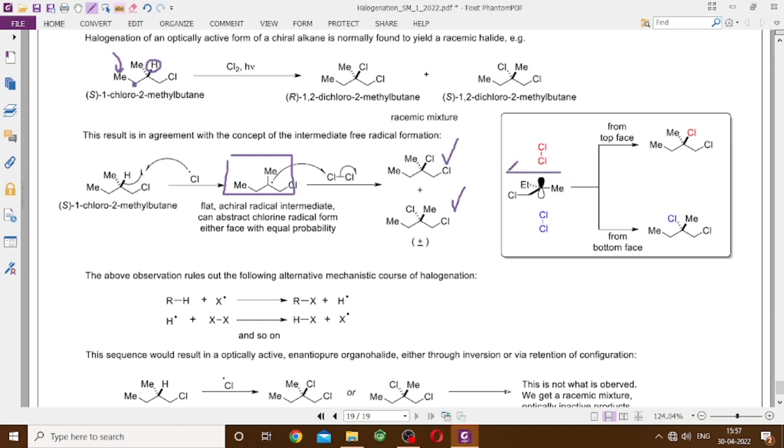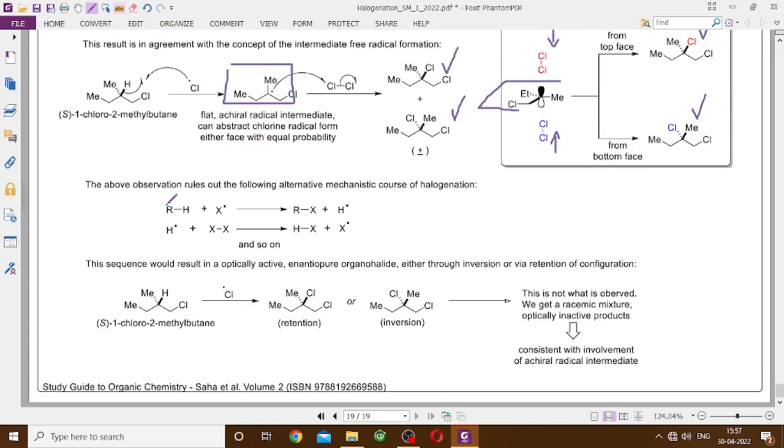If I draw this in the xy plane, then from the plus z direction or from the minus z direction, it can abstract equally happily, and it will give rise to this compound. So that's it. So there is racemization, and this is what you expect in the absence of any other complicating factors. And this kind of rules out the alternative propagation sequence.